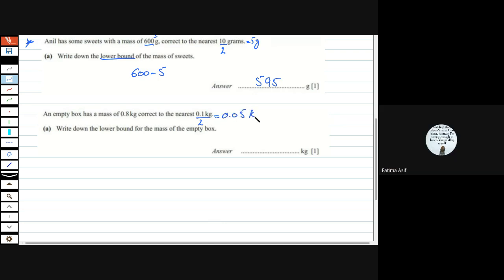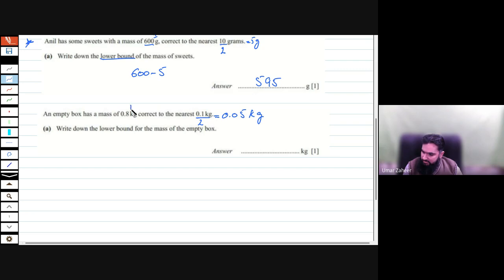Now look here. An empty box has a mass of 0.8 kg, correct to the nearest 0.1. So I divide by 2 because it can be more or less. That will be equal to 0.05 kilograms. So you have to add and subtract 0.05. Always label the value with the question.